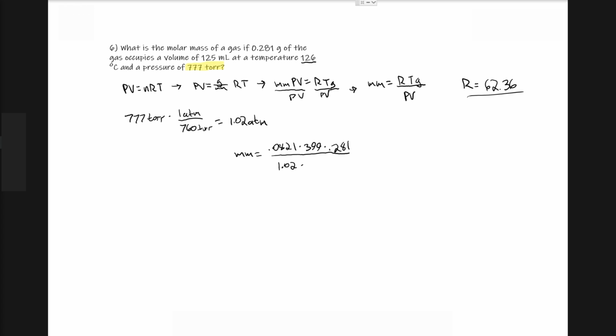And multiply that by the volume. Now, one more conversion is going to be required here. We have 125 milliliters. Now, don't forget that we need to turn this into liters. So the easiest way is just to remember that there are 1,000 milliliters in a liter. So just go ahead and move the decimal 3 places to the left. And that will give us 0.125 liters. Now let's plug all of this into our calculator and see what we have.